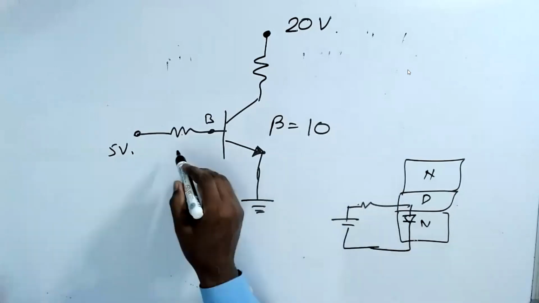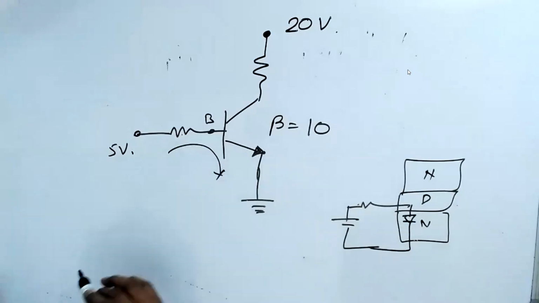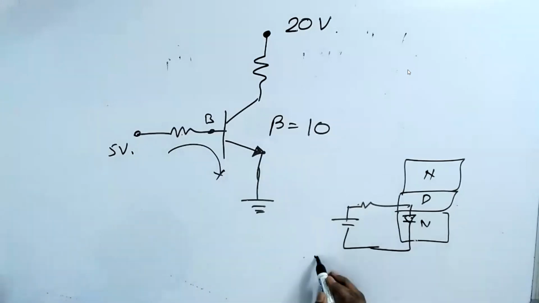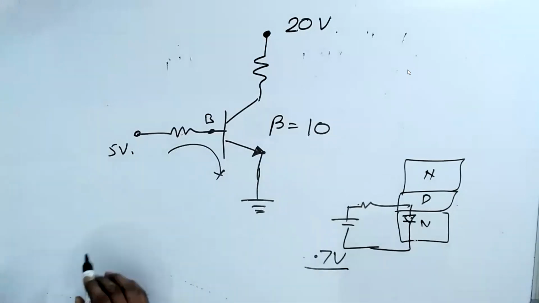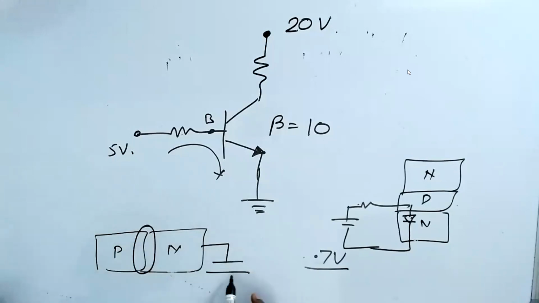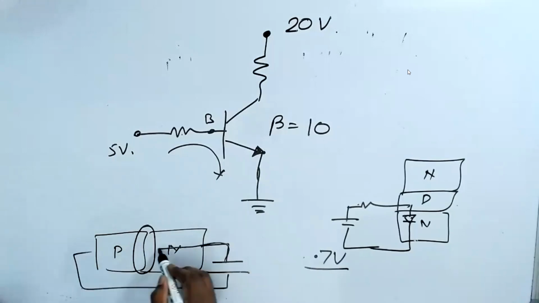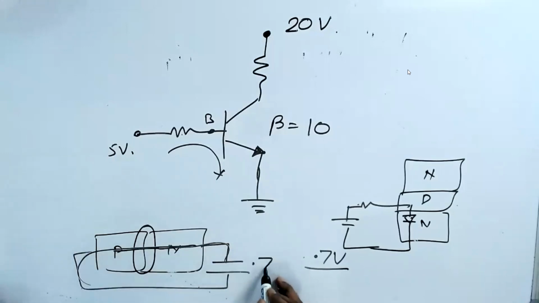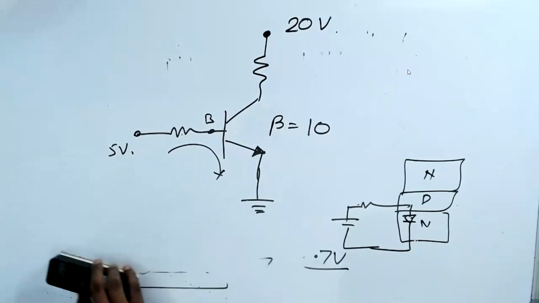So if you want this to be forward biased, you should give more than 0.7 volt. Otherwise, what will happen? As we discussed yesterday, when you do a PN junction, there'll be a small depletion layer. If you want to break it, the electrons have to flow. The electrons have to push through this and come here. You have to apply a minimum threshold voltage of 0.7. If you don't apply 0.7 volt, then the electrons will not flow.